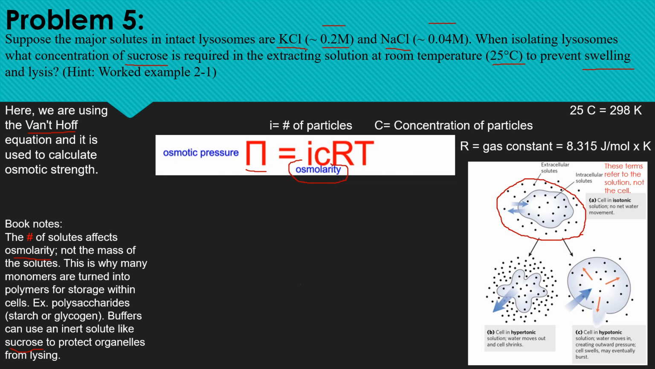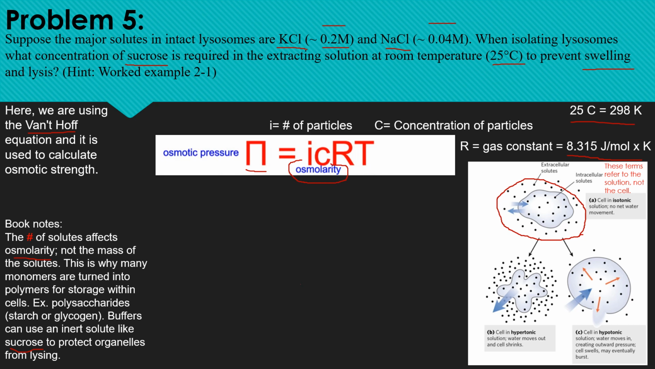R is just the gas constant. So it's 8.315 joules per mole times Kelvin. Temperature has to be in Kelvin. So here they gave it to you as Celsius, but you have to know that 25 Celsius is 298 Kelvin, and that's something that I would commit to memory. If not, you could just convert.